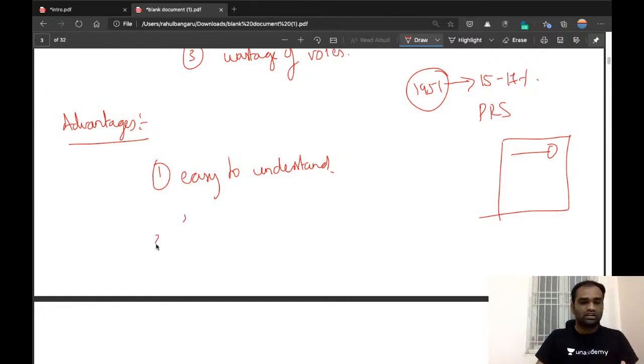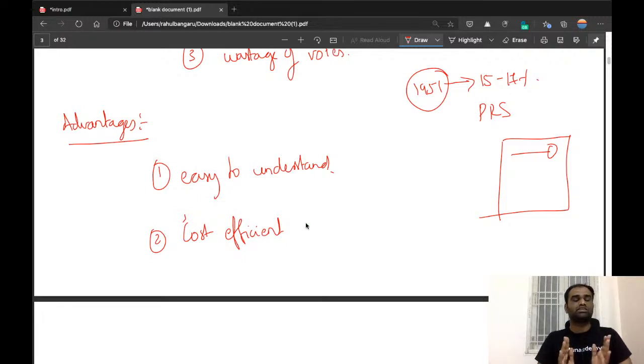The next advantage is that the first past the post system is very cost efficient, unlike other election methods.